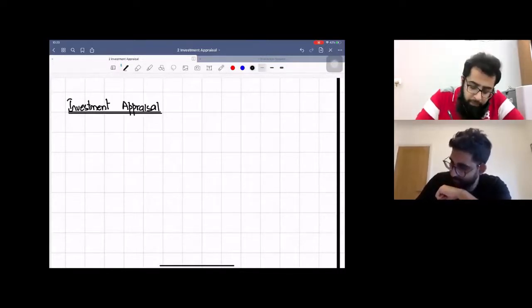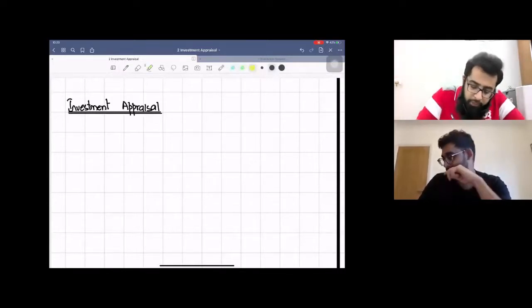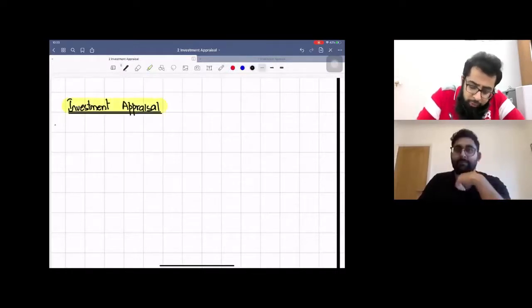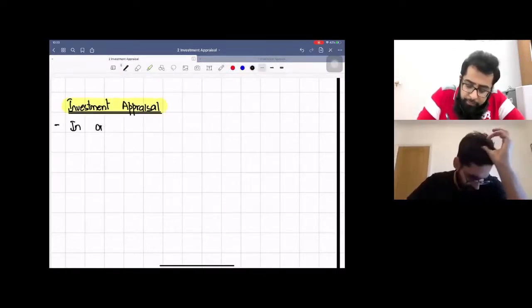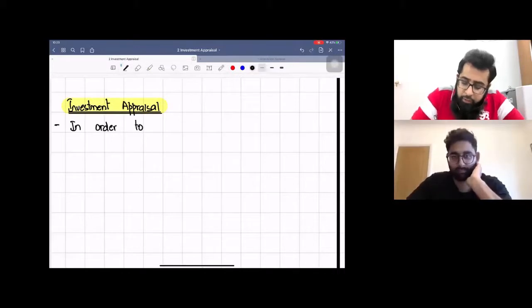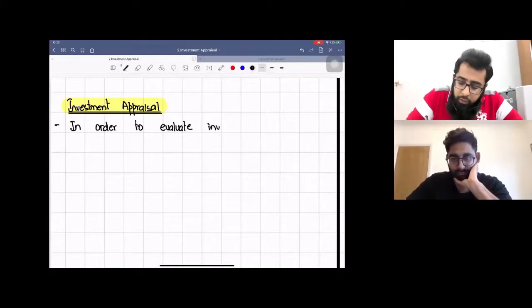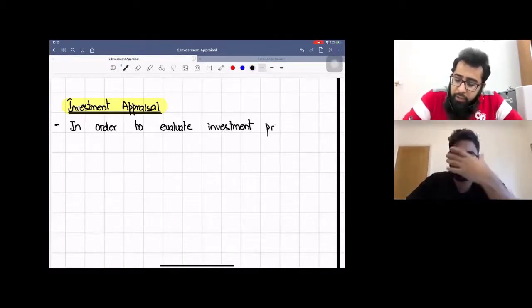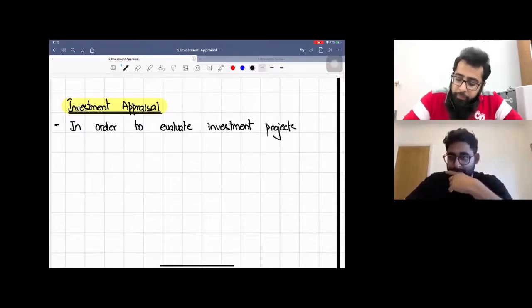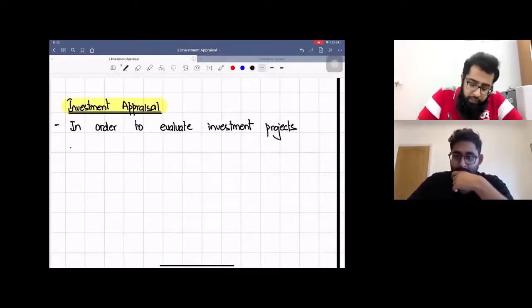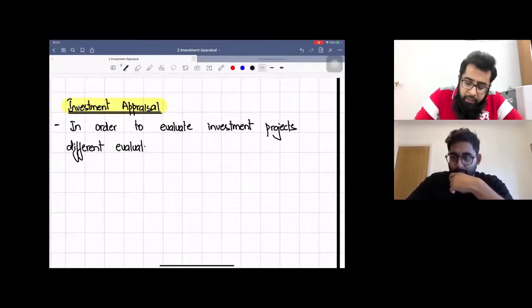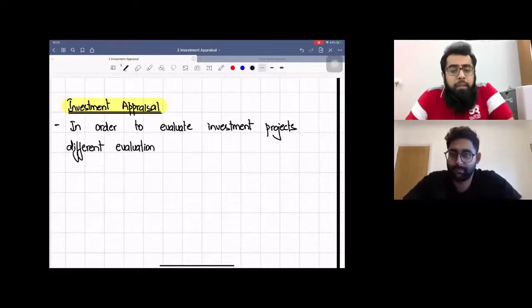Okay. Now, investment appraisal projects. In order to evaluate investment projects, different evaluation techniques are used. Okay, now some of the techniques are very basic, and you must remember them when we'll be studying them.